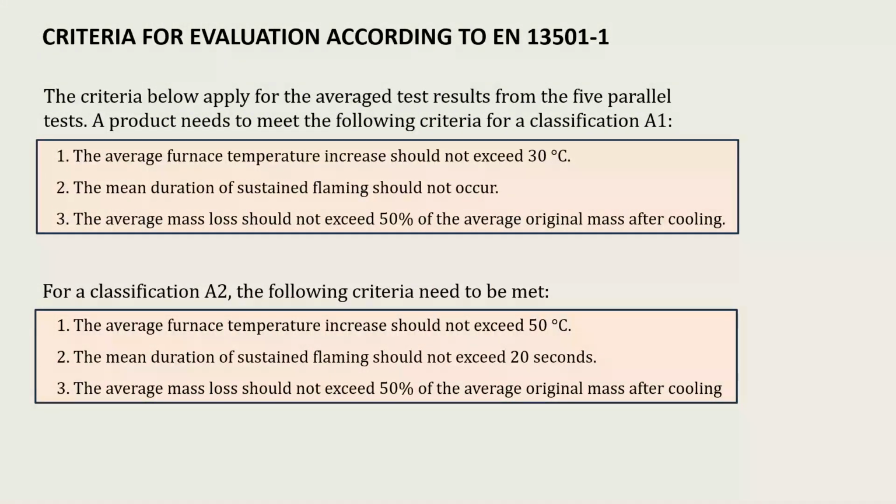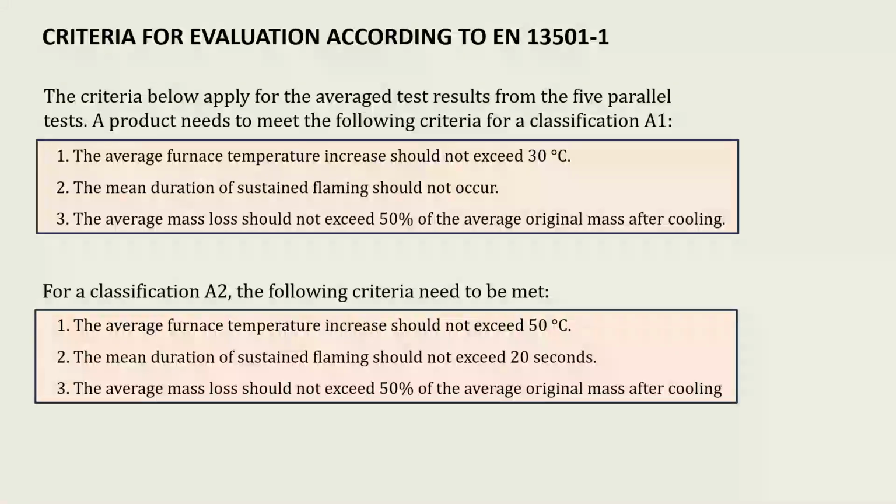For a product to be classified as A1, it needs to fulfill 3 criteria. First, the average temperature rise of the product should not exceed 30 degrees Celsius. Second, there should be no sustained flaming. Third, after cooling, the average mass of the product should not be more than 50% of its original mass.